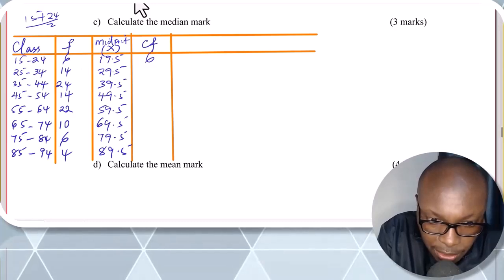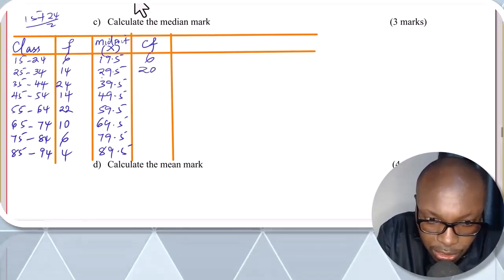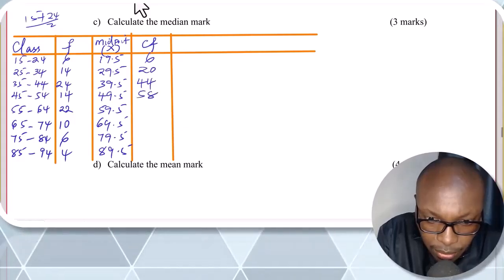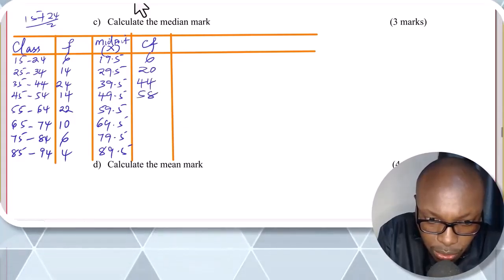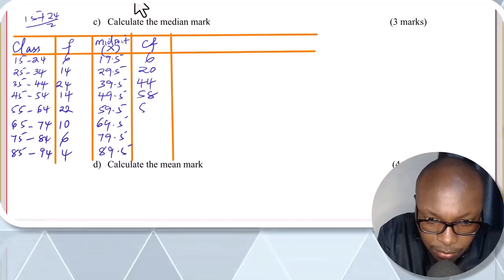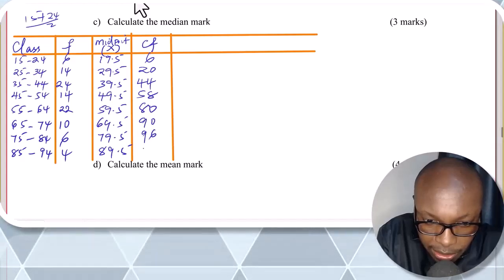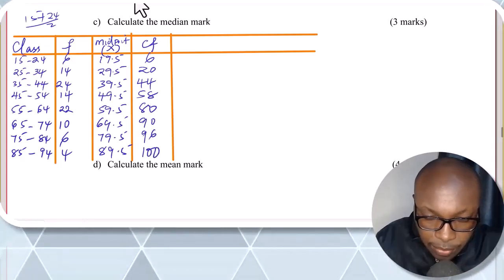You add 6 plus 14, you get 20. 20 plus 24, that will give 44. 44 plus 14, you get 58. 58 plus 22, that will give 80. 80 plus 10, you get 90. Then 90 plus 6, you get 96. And then finally 96 plus 4, you get 100.